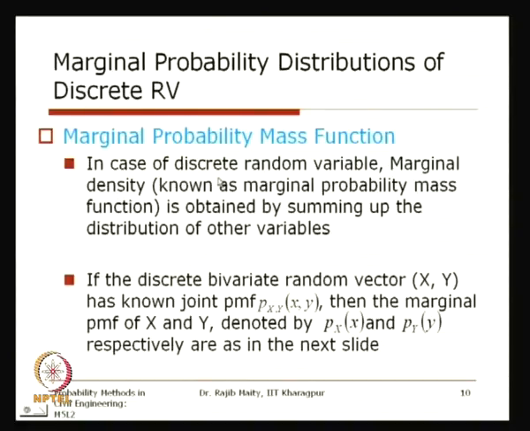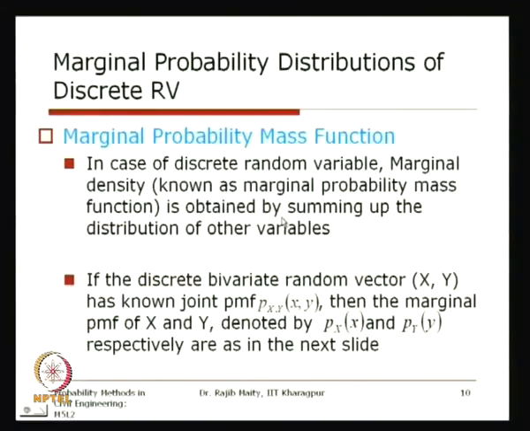So in the case of a discrete random variable, the marginal density, known as the marginal probability mass function, is obtained by summing up the distribution of the other variable. We'll see this again, because you can recall that in the last lecture we gave one example and saw a summation, but we didn't explain properly what that summation means. I told you it would be explained in the next lecture in the context of the marginal distribution.